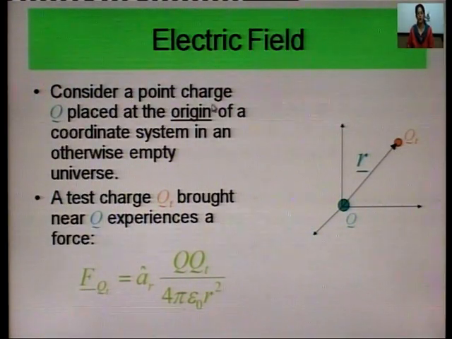So consider a point charge Q placed at the origin of the coordinate system in an otherwise empty universe. The test charge Qt brought near Q experiences a force. So this is a vector quantity, so this is the vector expression of force. So force is a unit vector a cap which gives the direction of the force, Q into Qt divided by 4 pi epsilon naught into R square, where R is the distance between the two charges.